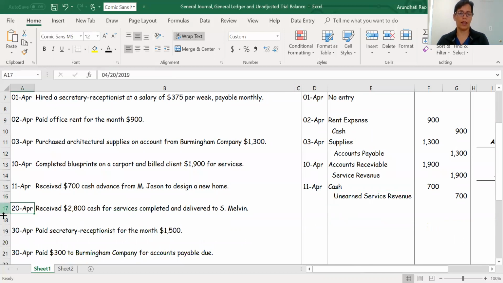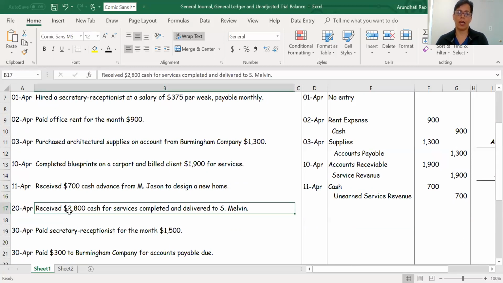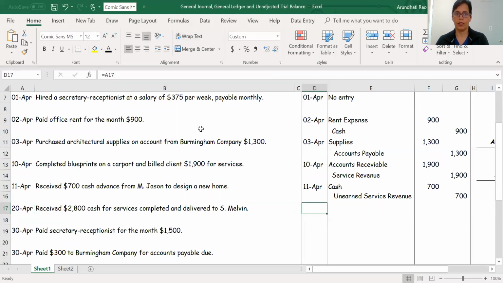On the 20th, I received $2,800 cash for services completed and delivered to Melbourne. So this is good. I did work, so I know it's service revenue. I've earned it. Unlike on the 11th, it's not unearned, it's earned. And I got the cash. So on the 10th, I did the work but didn't receive cash. On the 11th, I received cash, but I had not done the work as yet. On the 20th, I did the work and received cash. So 3 different types of situations we have over here.